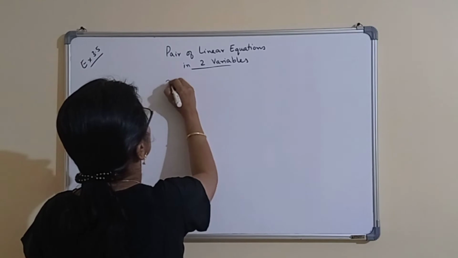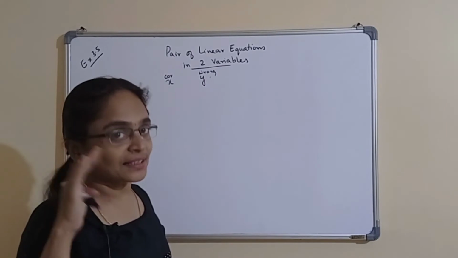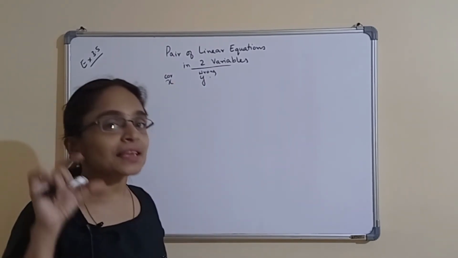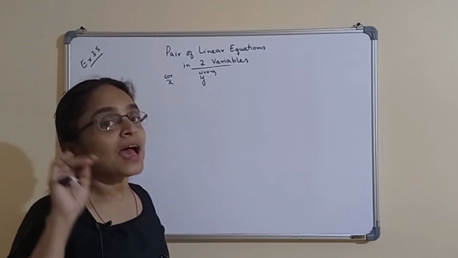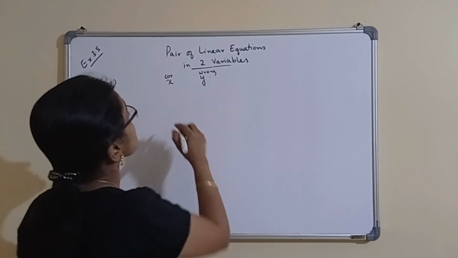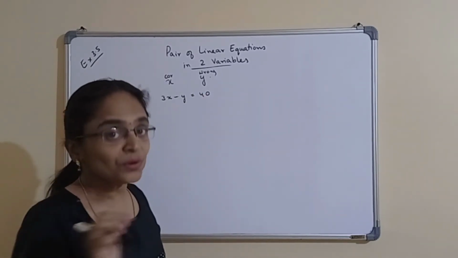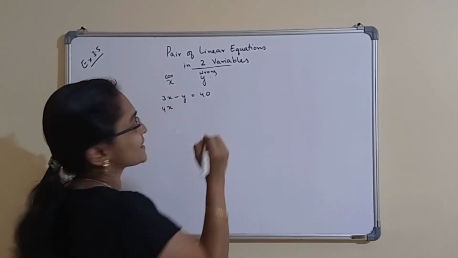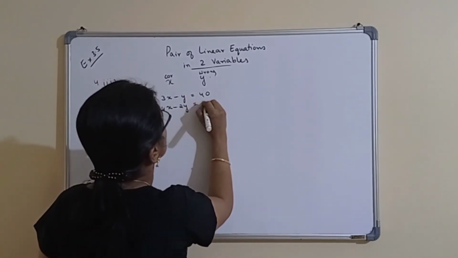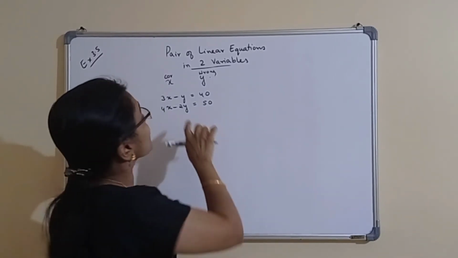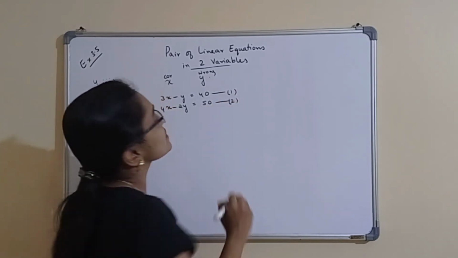Let x and y be the number of correct answers and number of wrong answers. Given that he was given 3 marks for a right answer and 1 mark was deducted for a wrong answer, and with that he got 40 marks, it means 3x minus y is equal to 40. Now, if 4 marks were given for a right answer and 2 marks were deducted for a wrong answer, he would have scored 50 marks. So these are the two equations. This is equation 1 and this is equation 2.